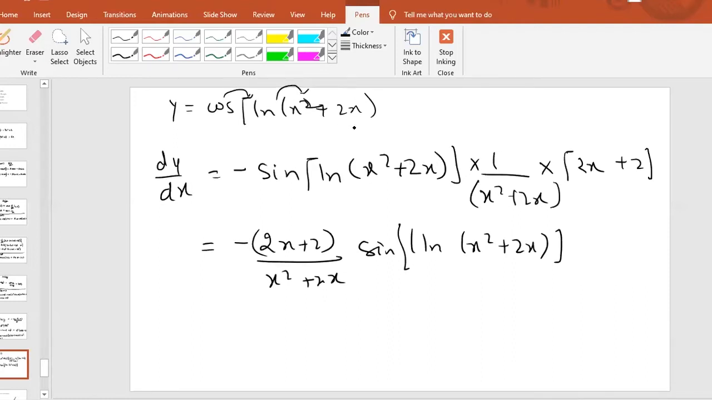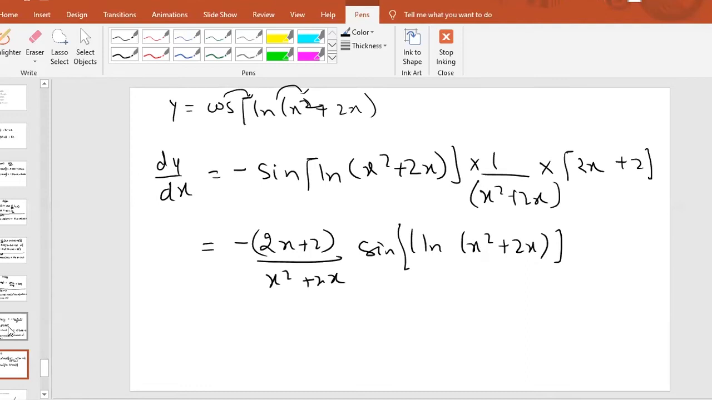Then we go inside x square plus 2x. Differentiation of x square plus 2x is how much? 2x plus 2. Okay, so the answer would be what? Minus 2x plus 2 divided by x square plus 2x sine of log x square plus 2x. Okay, very good. I think most of you have got the answer correct.